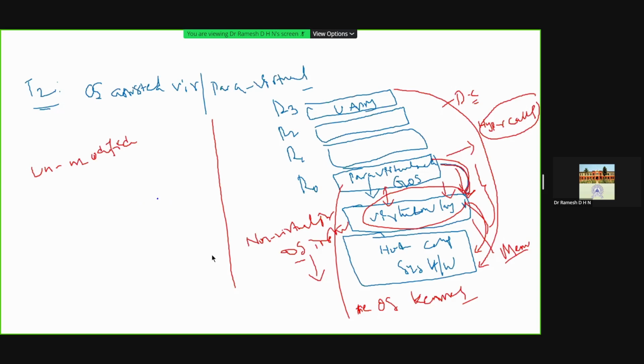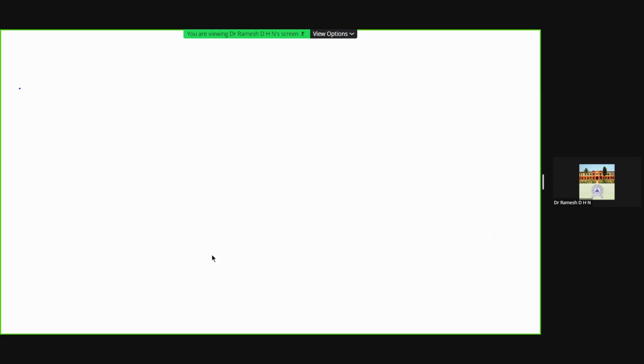Now, technique 3. The first one is binary translation. The second one is operating system assisted virtualization or para-virtualization. Now the third one is completely hardware assisted virtualization. Hardware assisted virtualization, please just listen to this. No changes that I'll be making here.